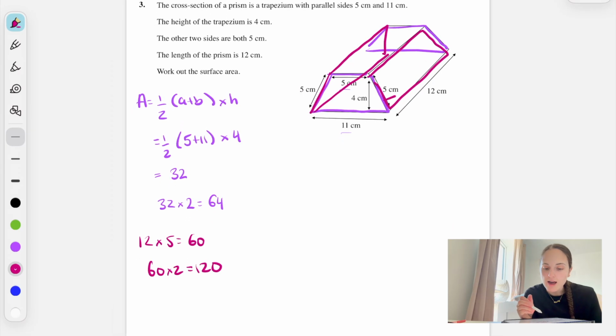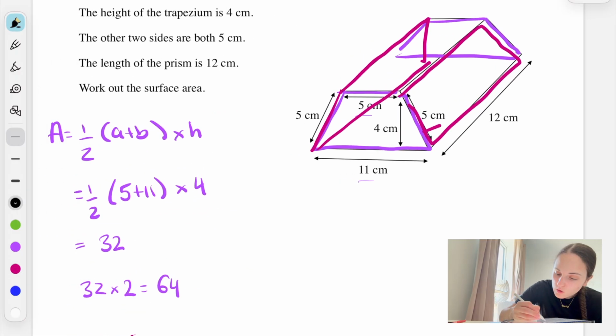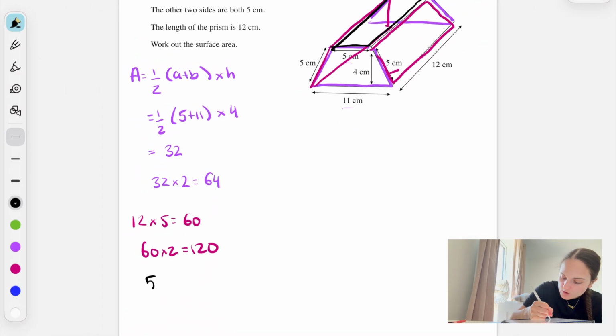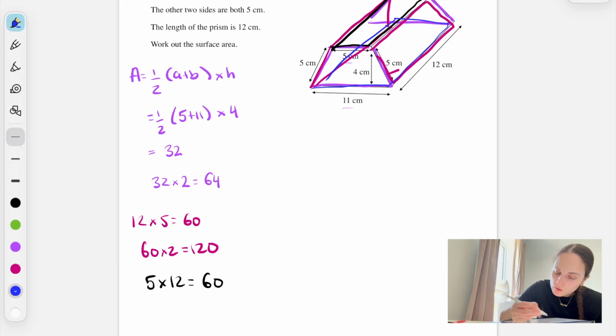So now finally, I have the top and the bottom faces. So they're actually different because this one's a little bit smaller, the top one, than the bottom one. So the top one, we have a 5 by 12 rectangle. So I'm going to do 5 times 12 to work out the area of that one. So 5 times 12 is 60. And then the bottom one, we have a 12 by 11 rectangle. So I'm going to work out the area of that by doing 11 times 12, which is 132.